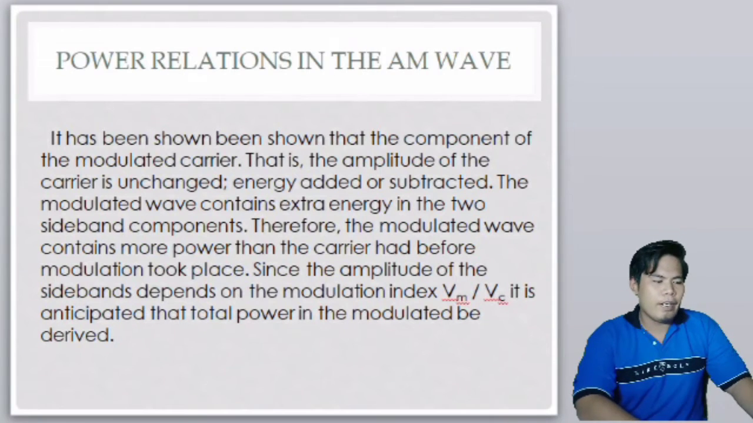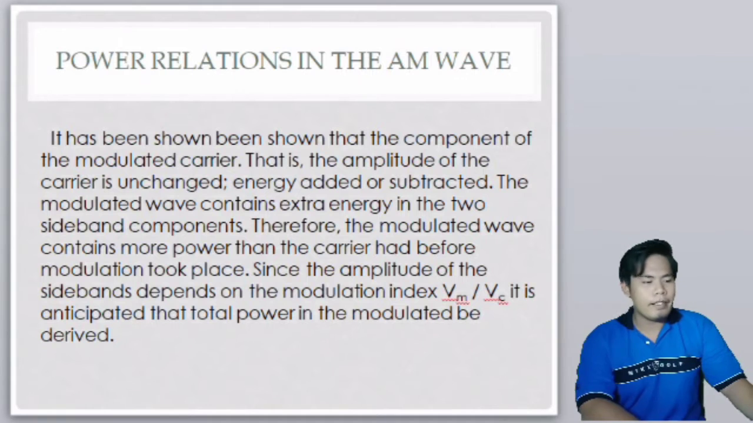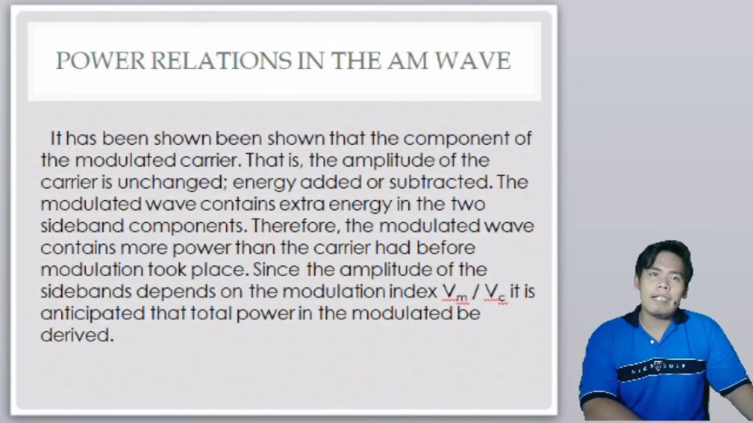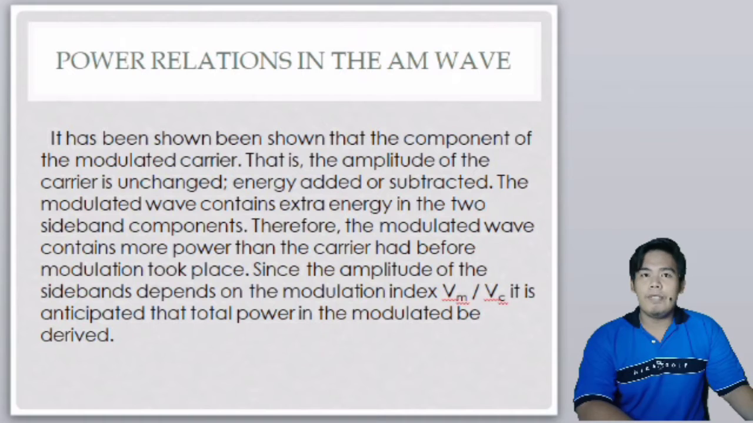Power relation in the AM wave. It has been shown that the amplitude of the carrier component of the modulated carrier is unchanged. Energy is added or subtracted, so the modulated wave contains extra energy in the two sideband components. Therefore, the modulated wave contains more power than the carrier had before modulation takes place.